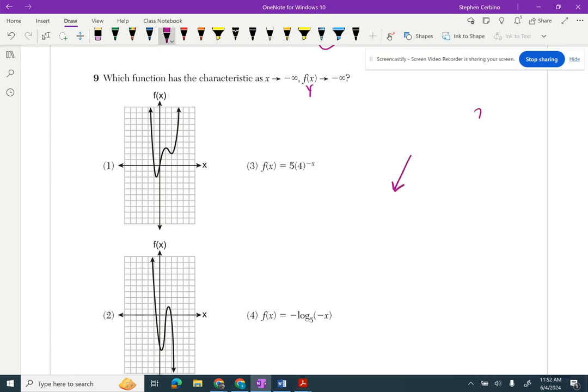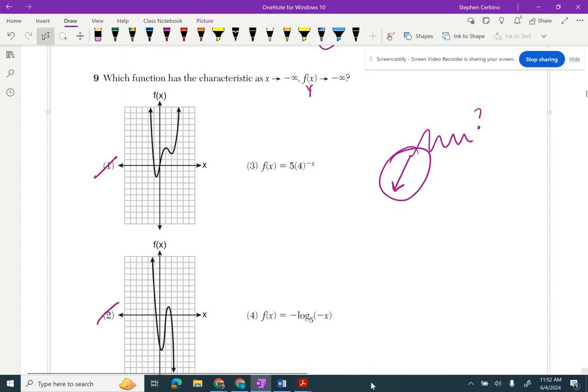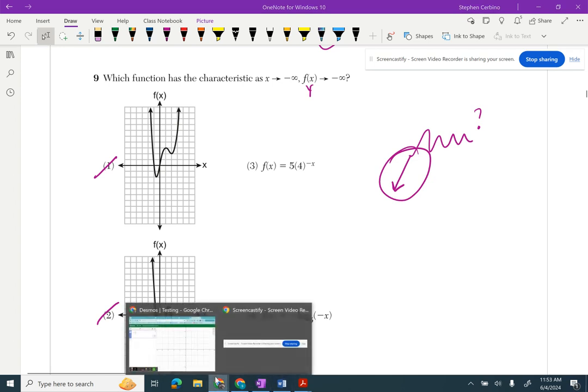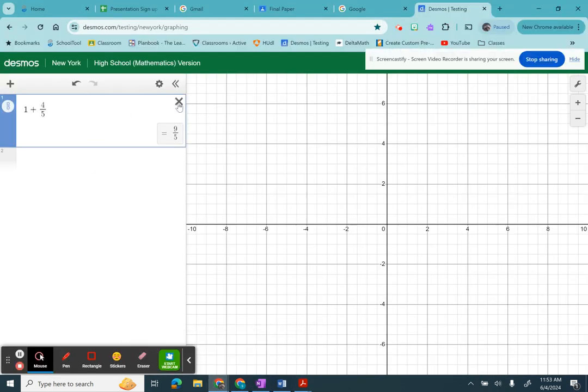I don't know what's happening on the other side. Whatever happens in between, I don't care. But I know that it's going to be pointing down on the left side. So it can't be choice 1 or 2 just by the graphs that they gave me. So now to figure out which one it is with what's left over, I'm going to graph it. If I go to Desmos, I can graph those two options and just honestly see what they look like.